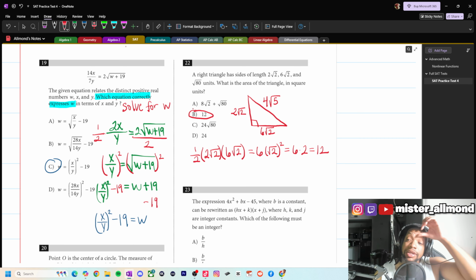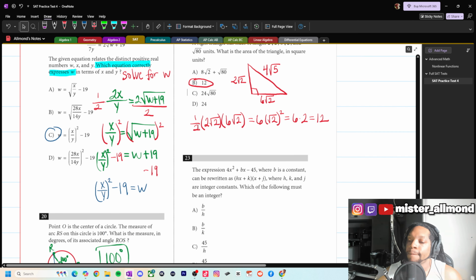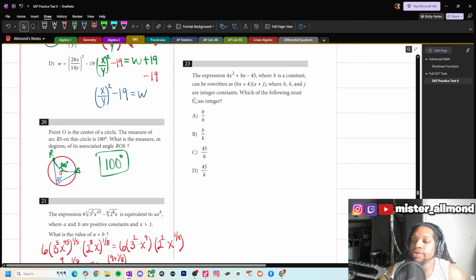Not a bad one. I'm trying to think without typing those square roots into the calculator. I feel like that would not be fun, trying to figure out which one is bigger and which one is smaller. Because once you figure that out, your height and your base, you just plug them in. So, all right, number 23.